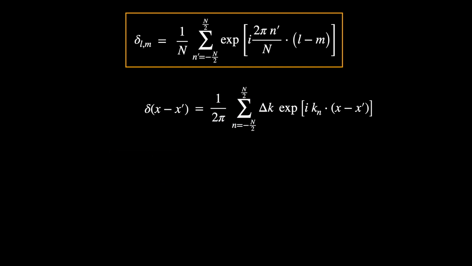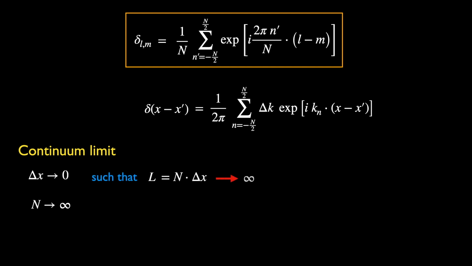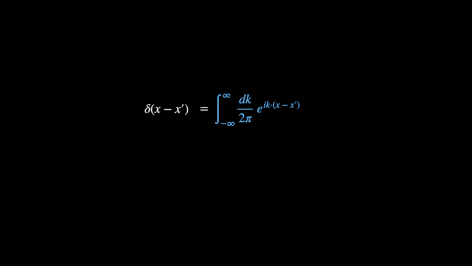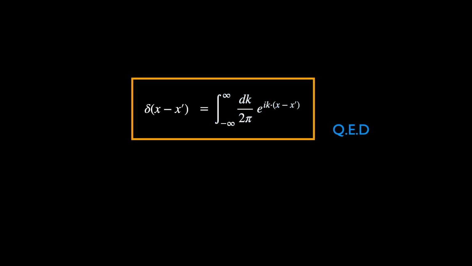Now we take the continuum limit where delta x goes to 0 and n goes to infinity in such a way that the lattice length L becomes infinite. This also implies that the finite delta k becomes infinitesimal and the wave number kn becomes a continuous variable k. Substituting these two results back into our equation, we obtain the following, which proves the identity.